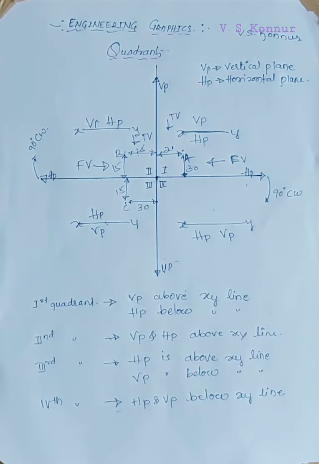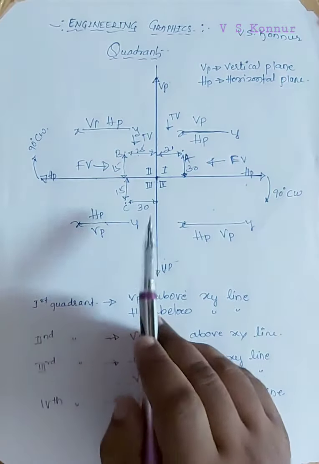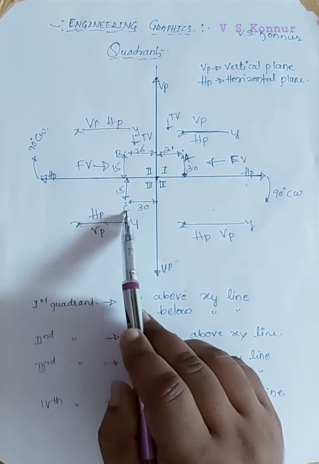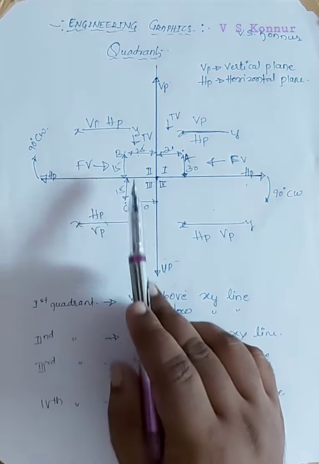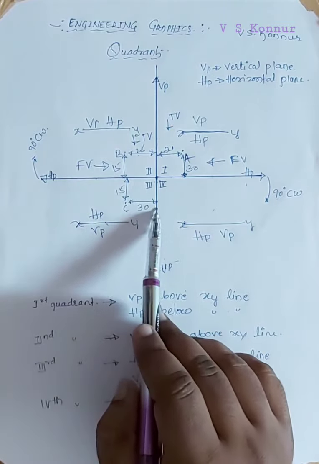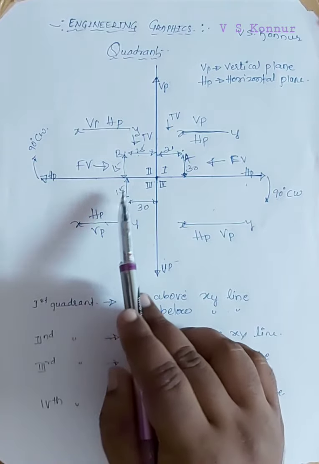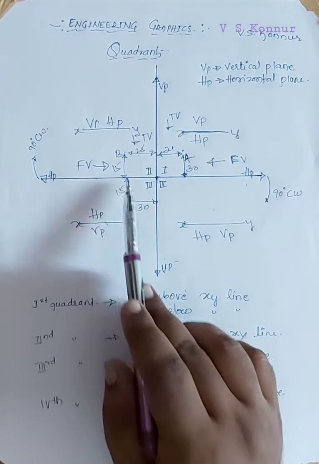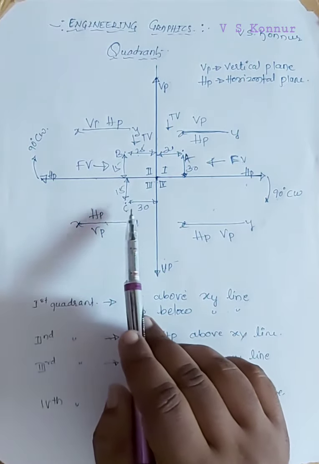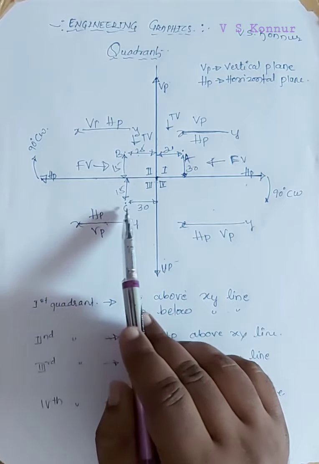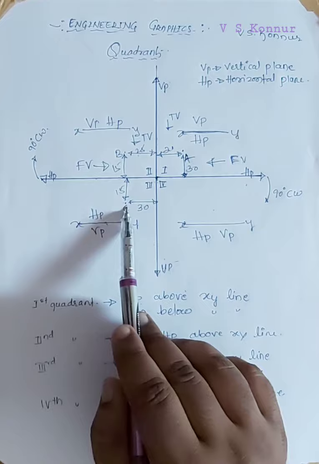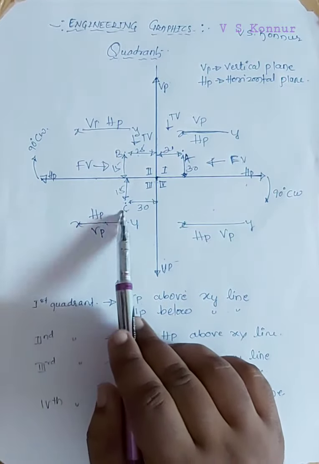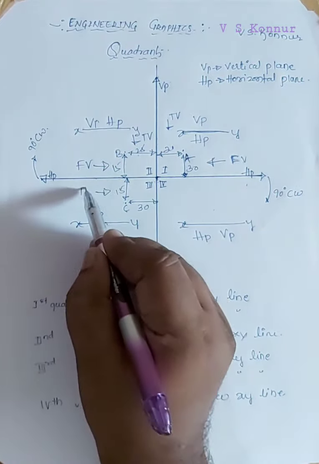I will be explaining how a point can be defined when it is lying in the quadrants. Now point C is 15 mm below the horizontal plane and 30 mm behind the vertical plane. This is how we have to define the problem in the third quadrant, and this is called the front view.